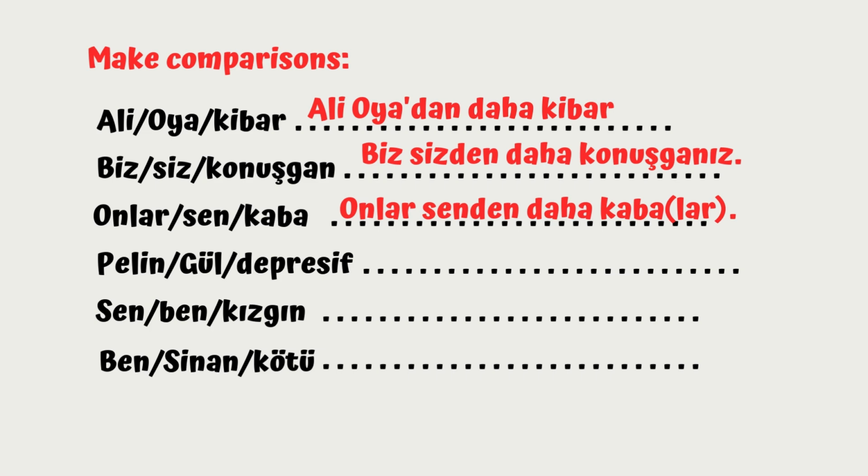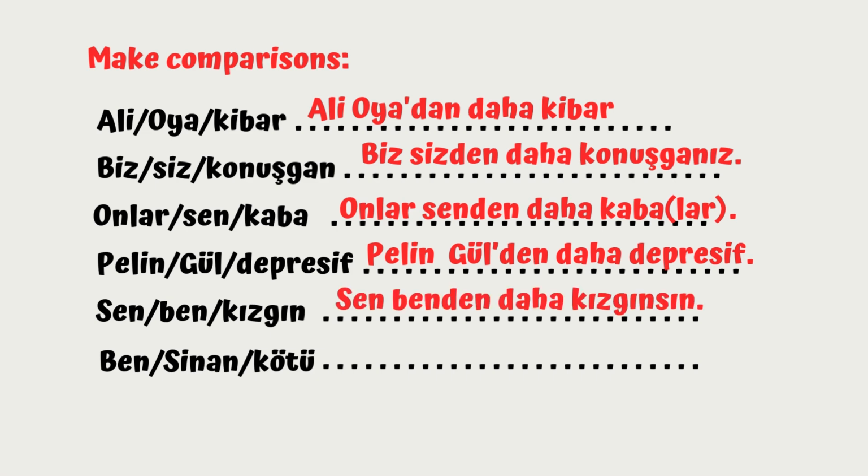Okay. Pelin, Gül, depresif. So Pelin Gül'den daha depresif. Okay. Sen, ben, kızgın. Sen benden daha kızgınsın. So, subject pronoun ending for sen is there. Okay. And ben, Sinan kötü. Okay. Ben Sinan'dan daha kötüyüm. Im ending for ben.